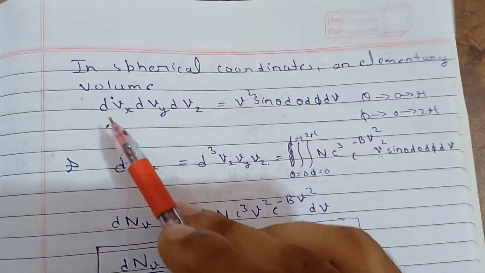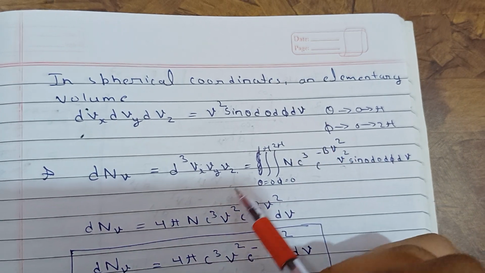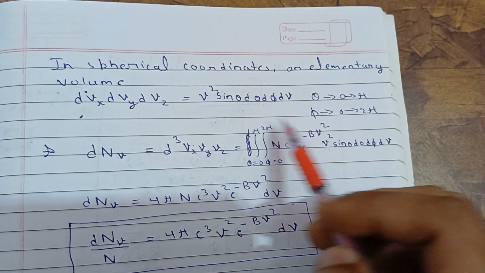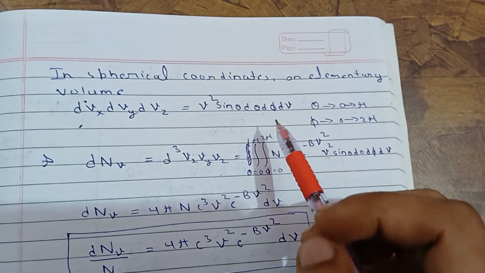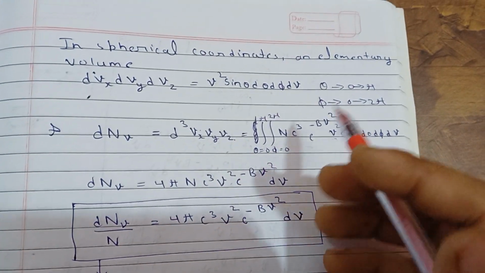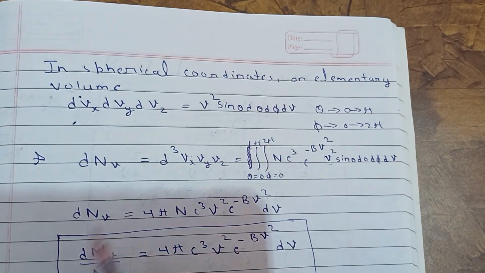In spherical symmetry, dvx dvy dvz is given by v squared sin theta d theta d phi and dv, where theta goes from 0 to pi and phi goes from 0 to 2 pi. You must see my vector analysis lecture in the mathematical physics to understand everything about these vectors. They are needed for the exam. So this will be written this way in spherical coordinates.